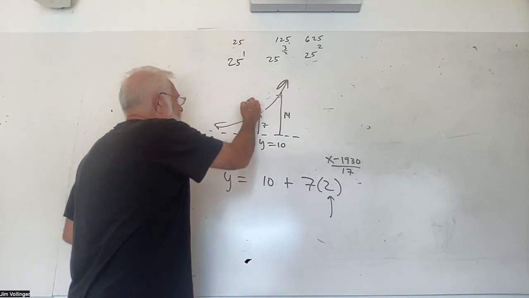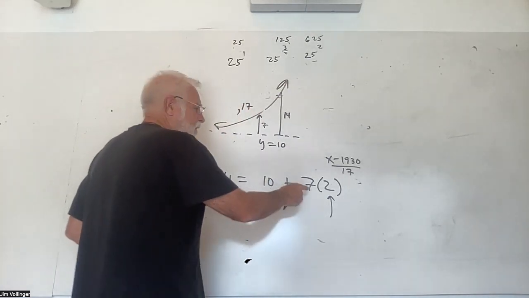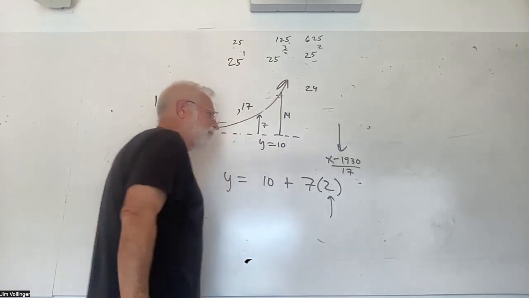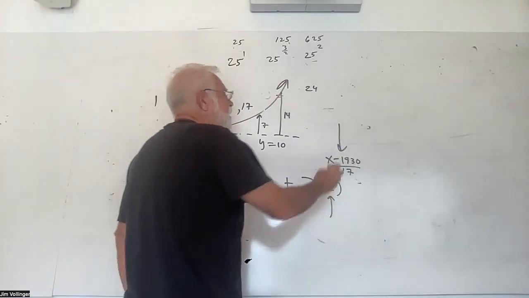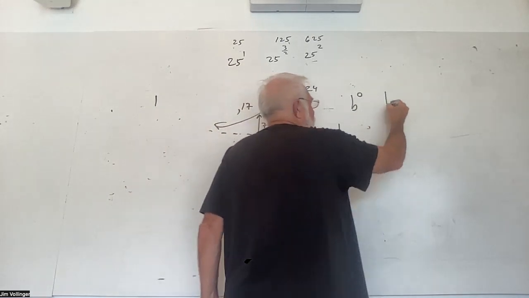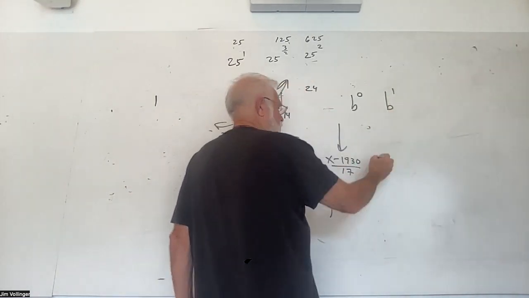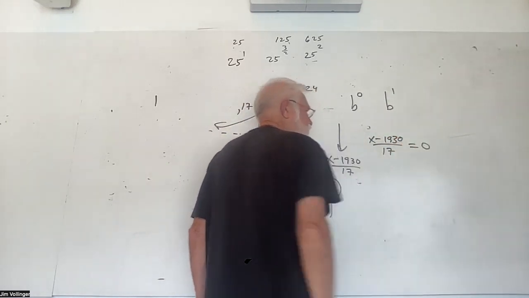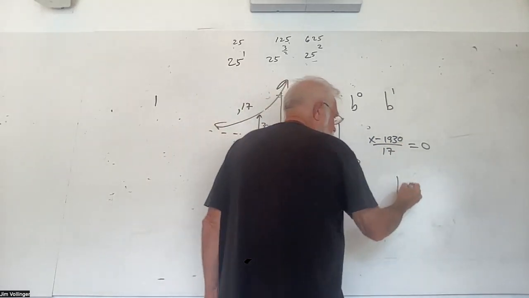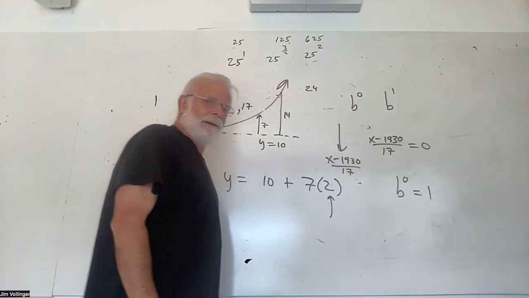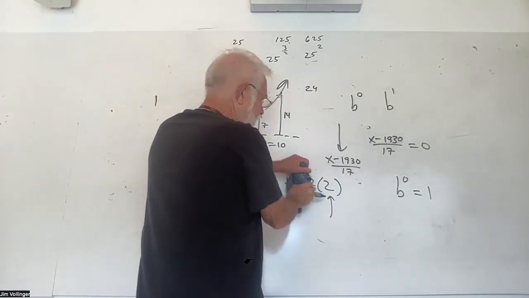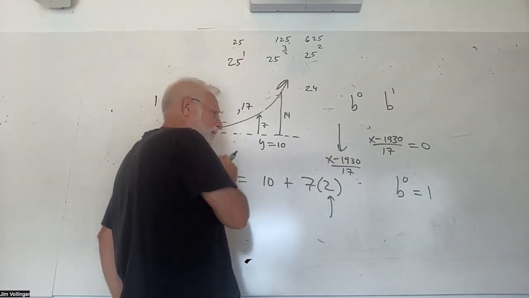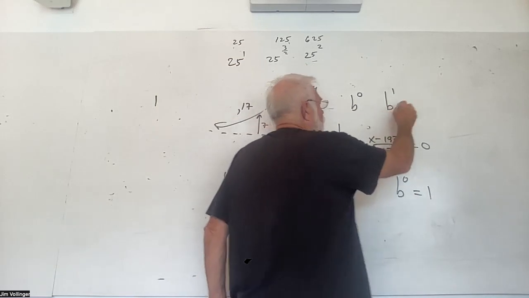Okay, I'm seeing 17 units, 10 plus 7, and I'm also seeing 10 plus 14, 24 units, provided I can pick the right numbers. And what are the right numbers? Whatever you have, you want b to the 0 and b to the 1. So I want x minus 1930 over 17 to equal 0, because we've looked at that in class. B to the 0 is 1. Okay, b to the 0 is 1. And if I can make that 2 to the 0, it becomes the number 1, and my first jump is 7. And b to the 1 is b.